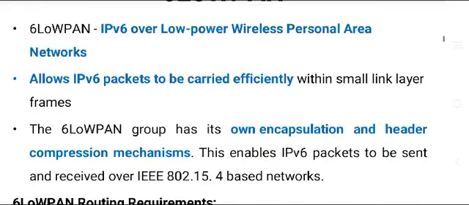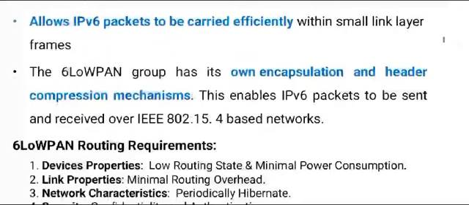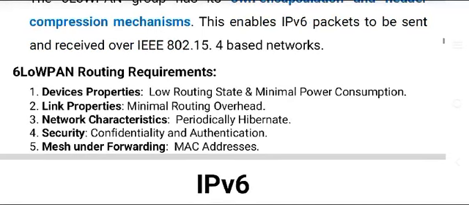Next, this architecture also comprises IPv6 over low power wireless PAN, that is personal area networks. In this network, IPv6 packets are used to carry the data efficiently within the small link layer frames. It has its own encapsulation and header compression mechanisms. By using these two mechanisms, it enables IPv6 packets to be sent and received over IEEE 802 based networks.